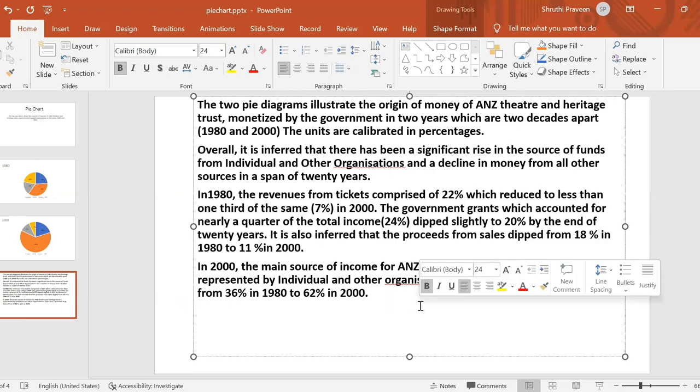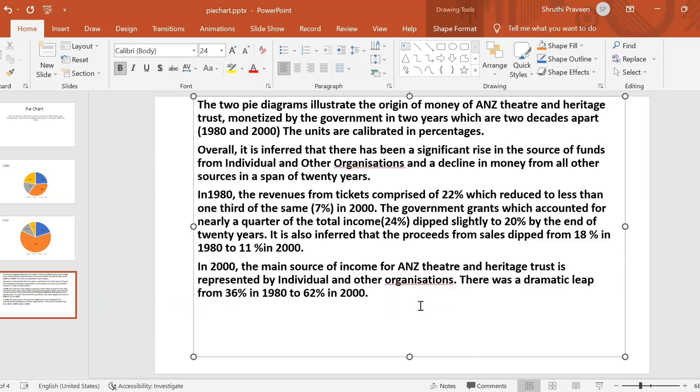So my word count is 168 words. Okay. So this is how you write a pie chart.